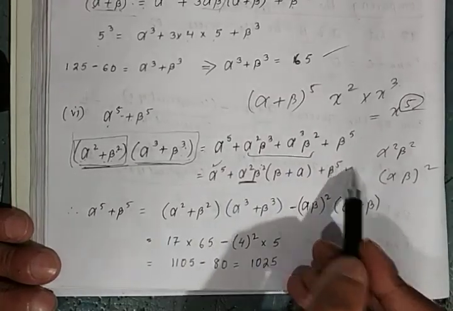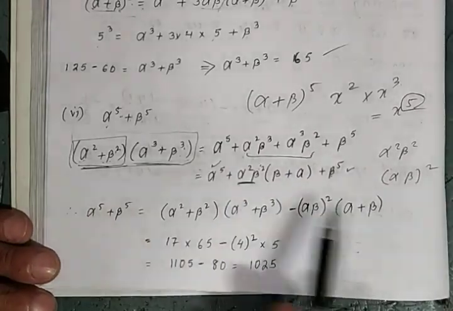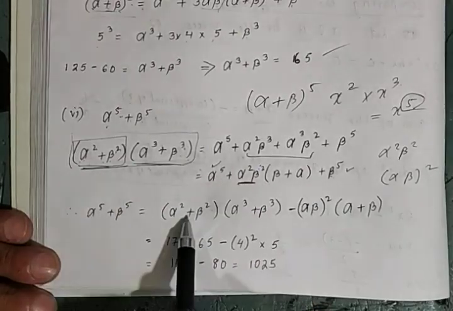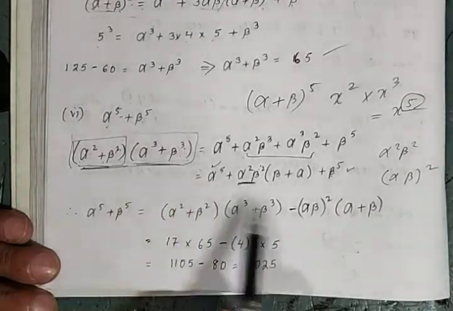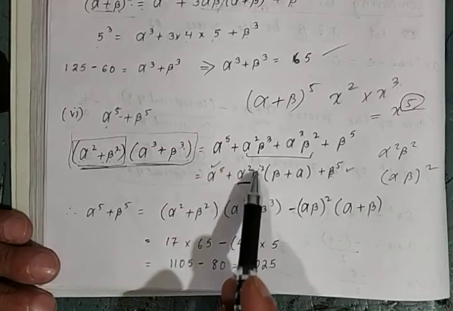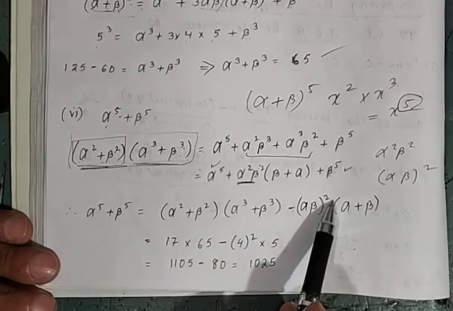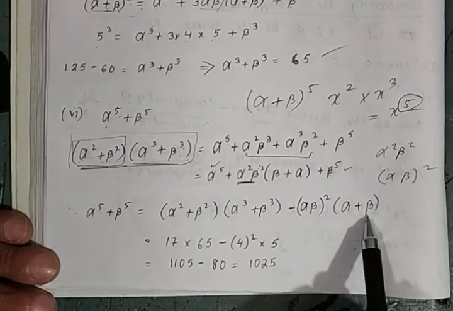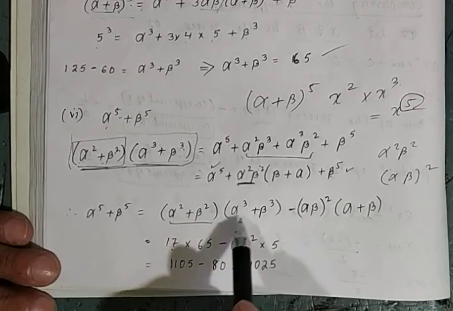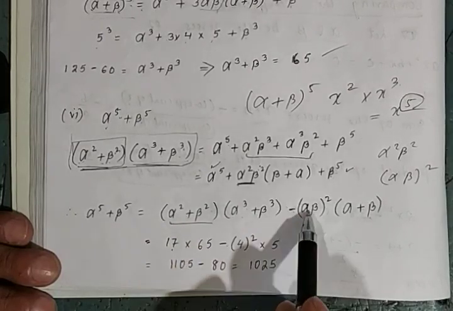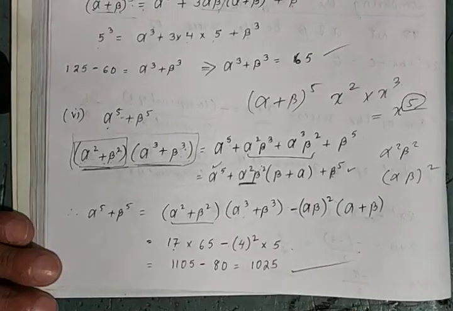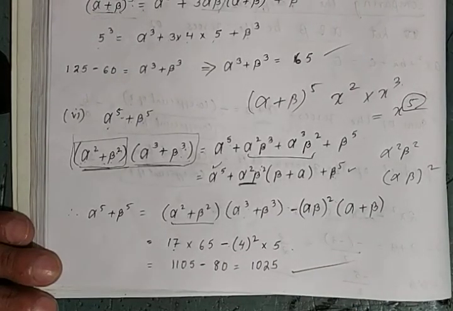Now this is my question. See, I am getting what is my required question. The remaining I have to shift to this side. So leaving this one, if I shift to the other side, already this one is there, this one is there, this will go this side, it will become minus alpha beta whole square, because individual squares multiplied I can square like this, and beta plus alpha I am writing alpha plus beta. Simple shifting only. Now all the values I have, this is 17, this is 65, this is minus alpha beta square is 4 square, alpha plus beta 5. This is the answer. See how easy this is?